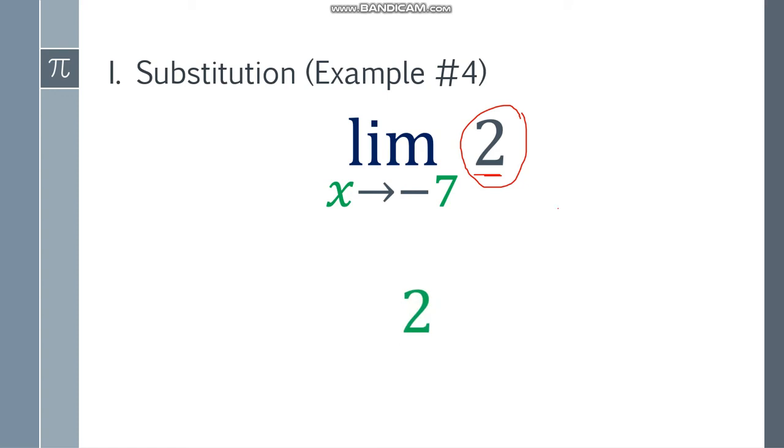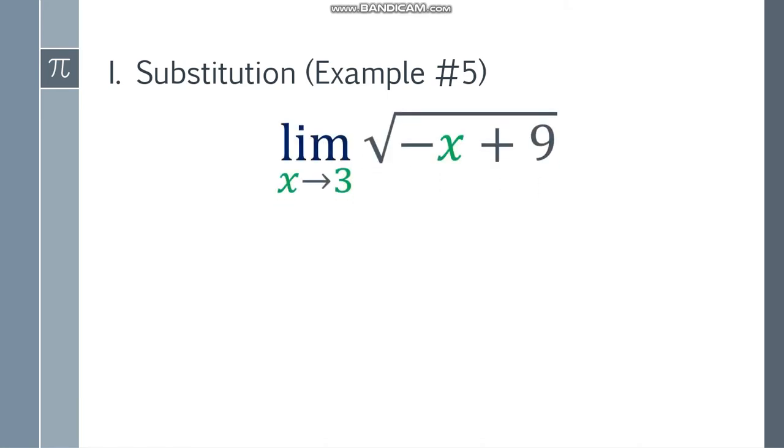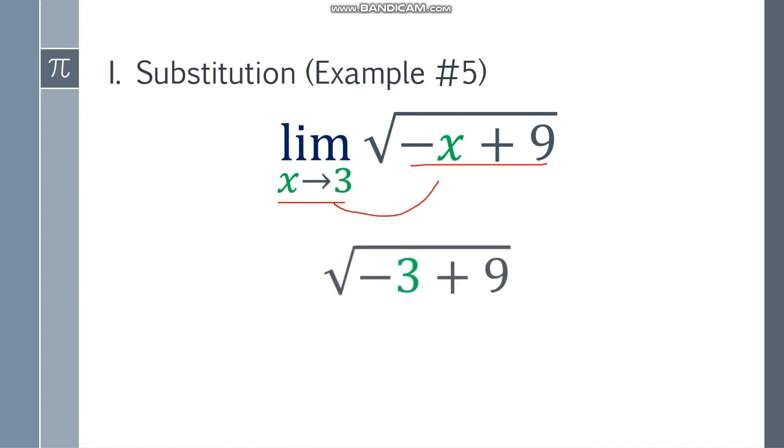Another one, if we have like this one, x approaches, for example, 0, and we have 3 here. So the answer will be still 3, as is. Now, example number 5. Okay, we have a radical sign. The limit of the function, the square root of the quantity negative x plus 9, as x approaches 3. Just directly substitute it. So that will be the square root of negative 3 plus 9. And the final answer will be square root of 6.